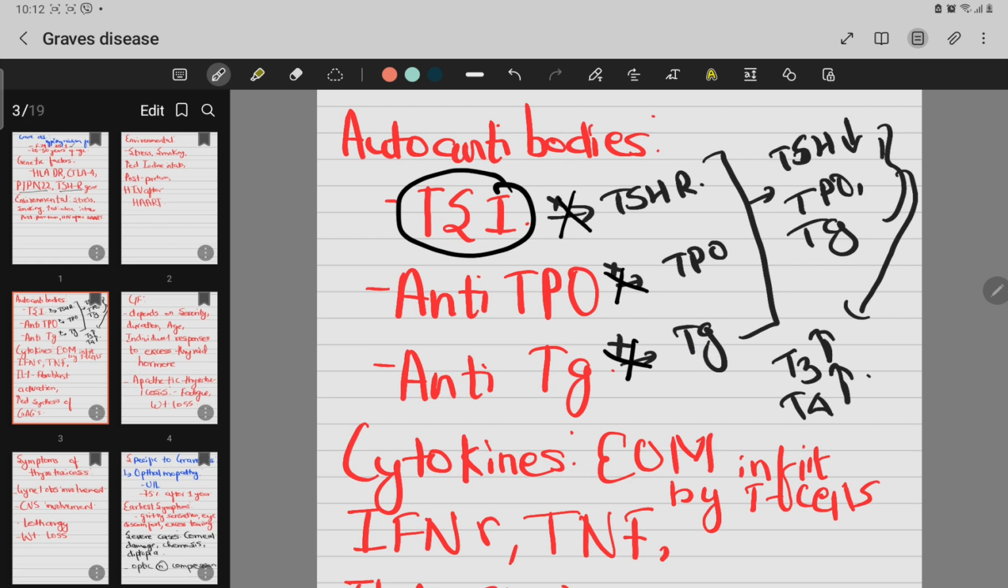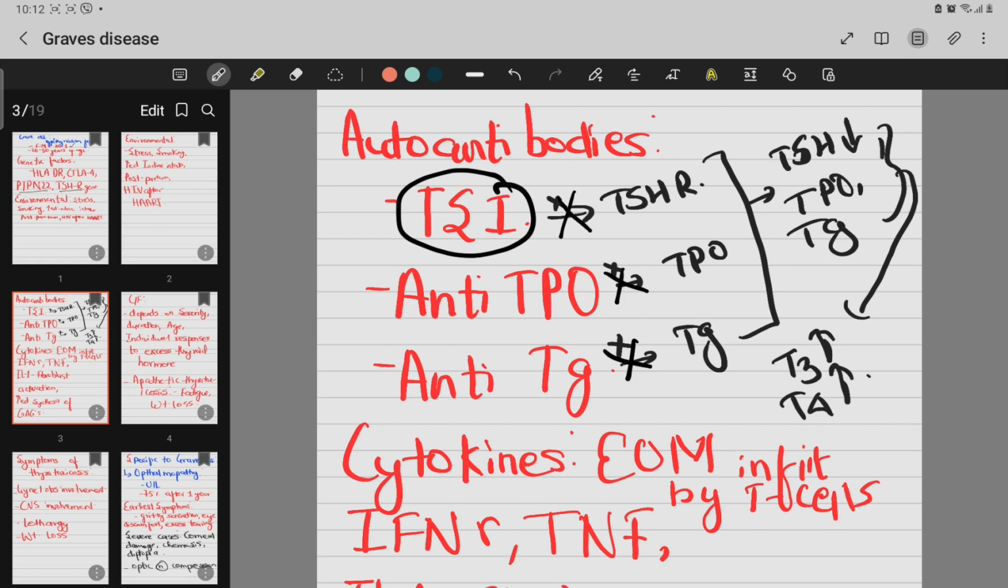As a result, there is less TSH production, also less production of TPO, and also less production of thyroglobulin. As a compensatory mechanism, there is an increase in the level of T3 and T4. Now we can describe these things graphically. It is composed of hyperthyroidism features.